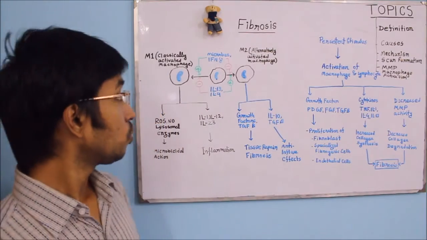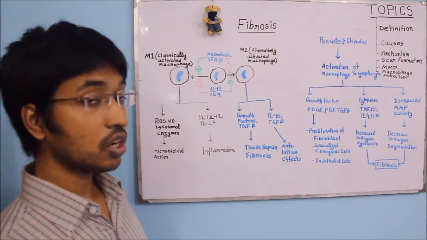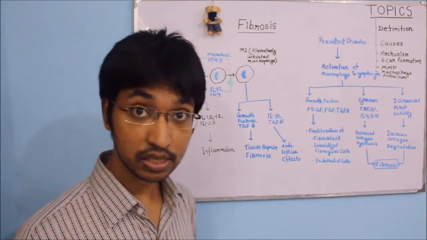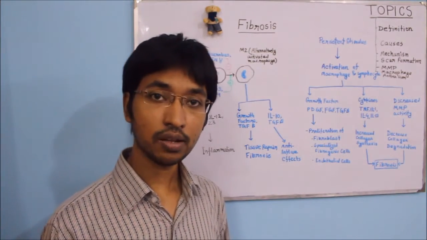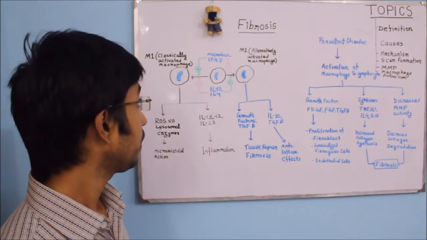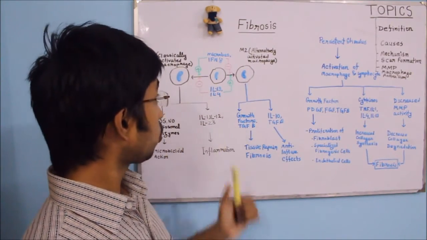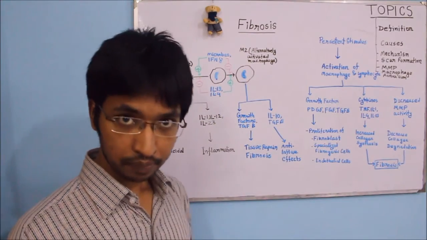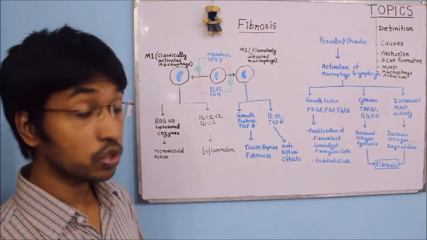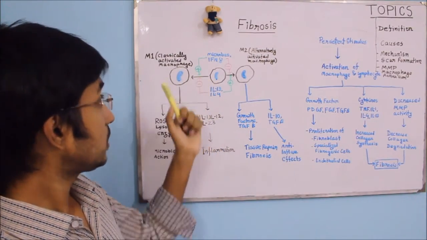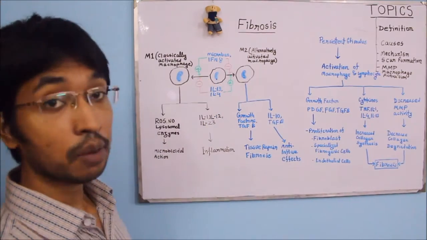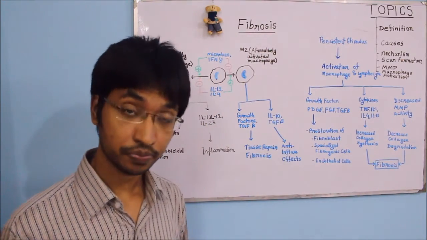So here you can see at the center we have drawn a macrophage, this one is still not activated. It is waiting for some signal, and that signal will determine its pathway of activation. So whenever microbes or interferon gamma are stimulating, the macrophage will be activated in the classical pathway. And always remember, this interferon gamma is coming from T helper 1 cell.